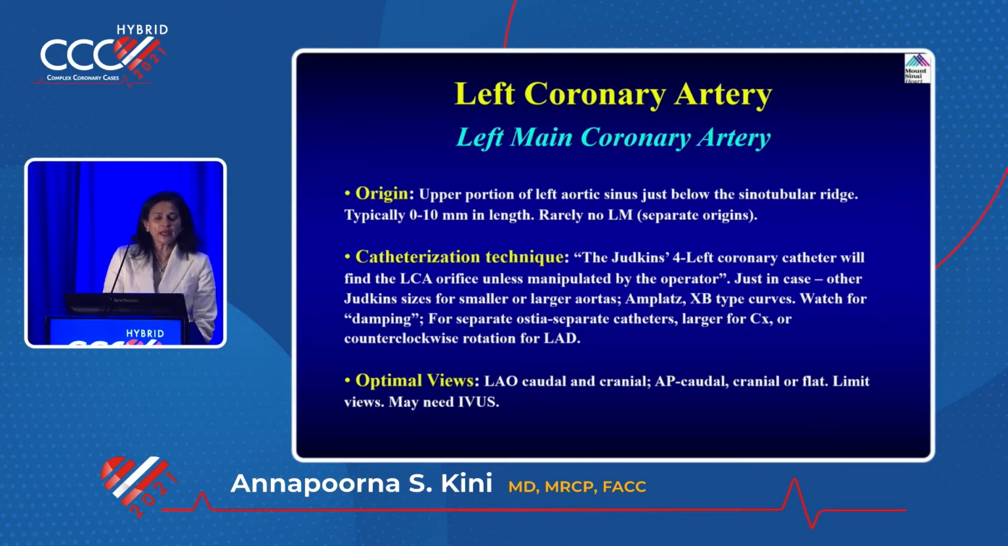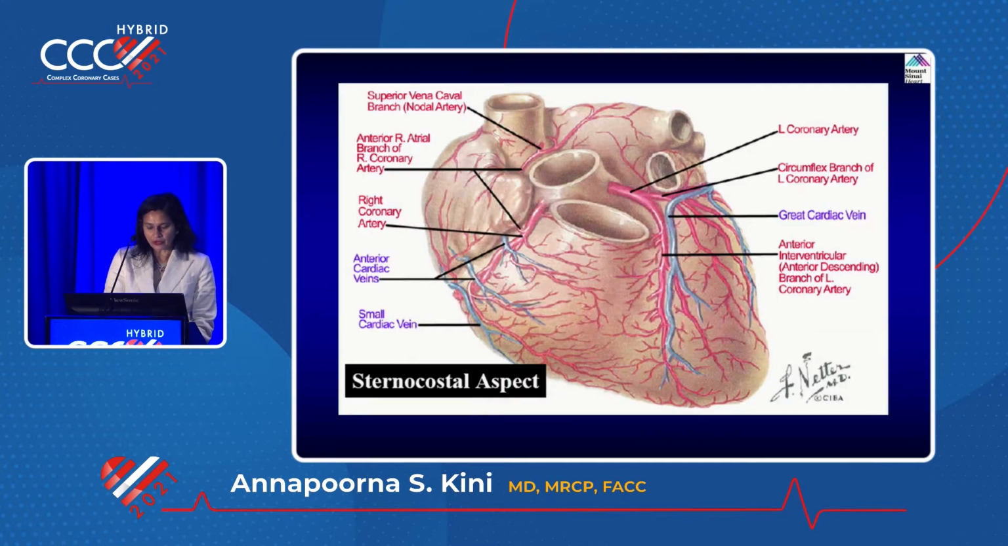So when the LAD arises separately, if you can see there, this is the left main length, but if the LAD is coming out separately, the circ will be down and out, and the LAD will be an anterior takeoff, okay? This is for you to know if it's a separate origin.